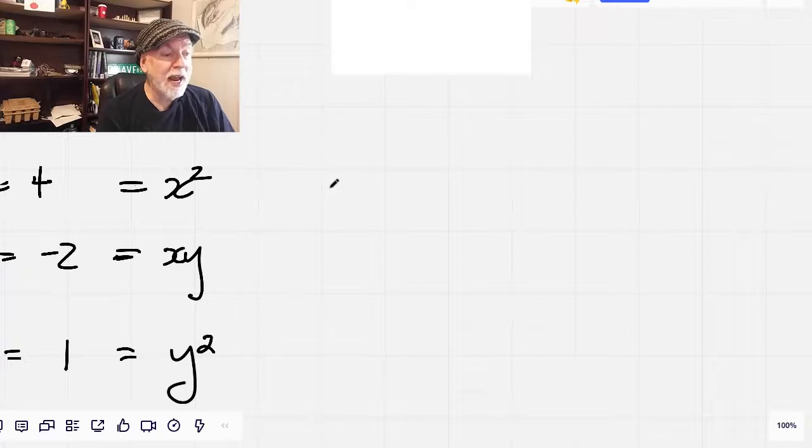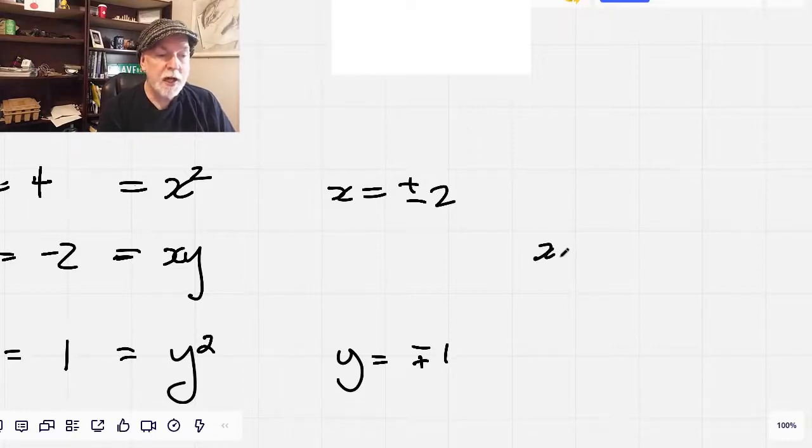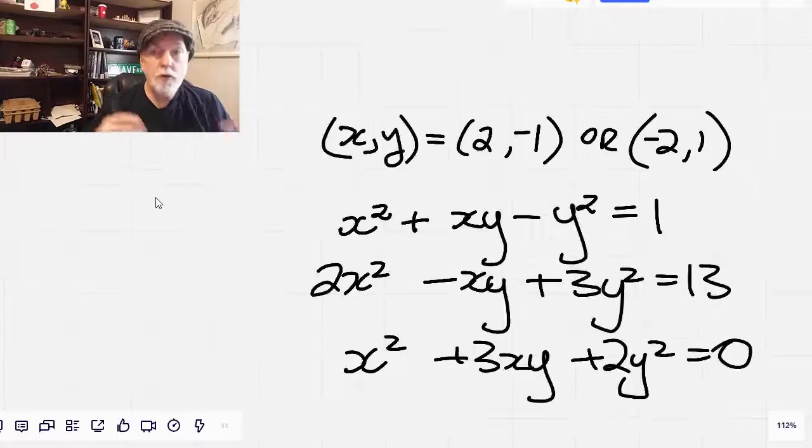This leaves us with x equals plus or minus 2. Because xy is negative, then y and x have to have opposite signs. So 1 equals y squared, y will equal minus or plus 1. And there's our two possible solutions. X, y equals 2 comma negative 1 or negative 2 comma 1. Try out each pair of solutions in our original equations, and Bob is your uncle.